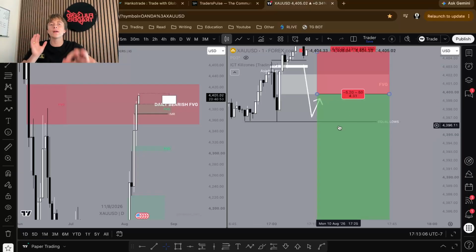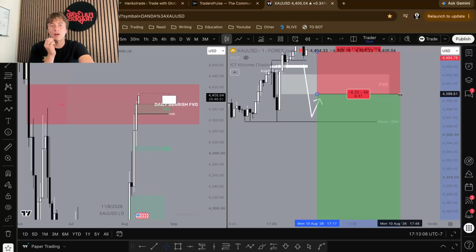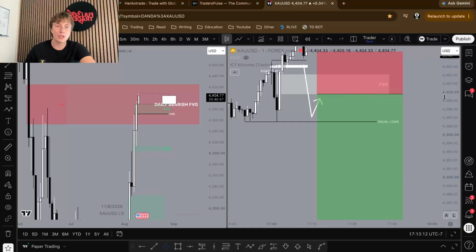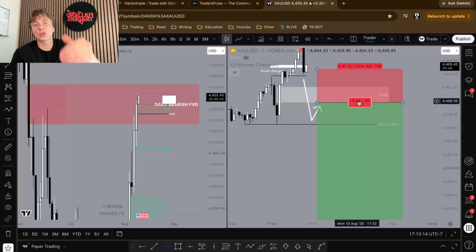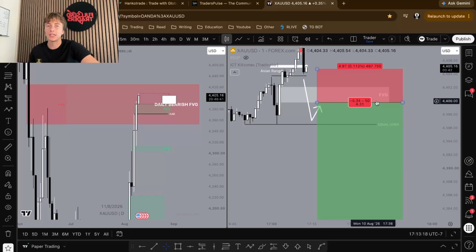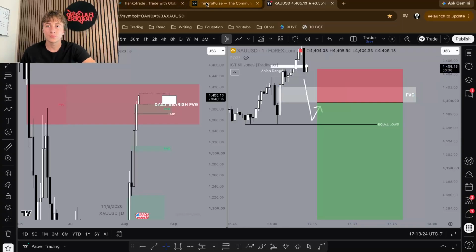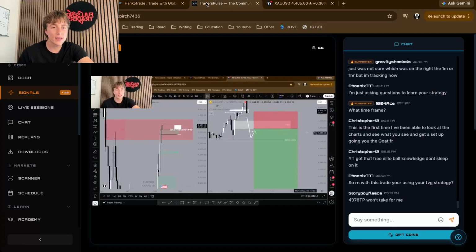So I'm just going to wait until we get our entry right here at 4,399. That's exactly where I'm looking for the entry today. And I'm not going to enter as soon as it runs down. I'm going to enter when it closes below and taps back into this gap, because that's how IFVGs work. Price usually wants to come back up into it and then continue lower. 4378 TP won't take for me.